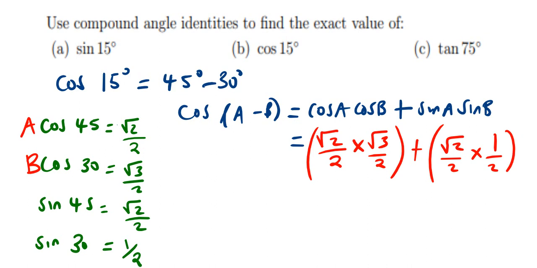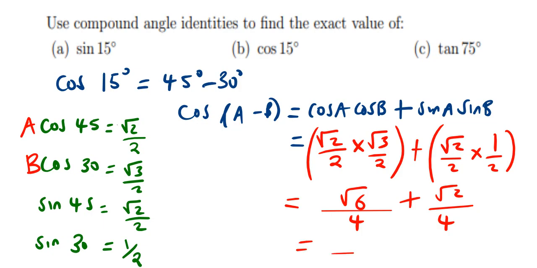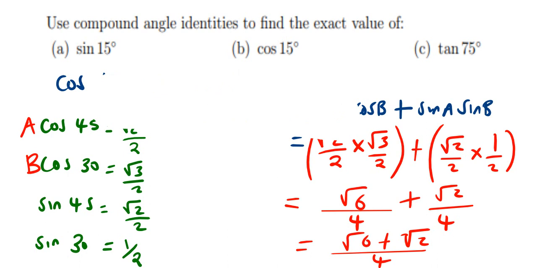Then we just solve. Down 2 multiplied by 2, that is a 4. When I multiply what is on top, that is just a root 6, plus, on the other side, 2 multiplied by 2 down is just a 4. Root 2 multiplied by a 1 is root 2. Because I have the same common denominator, I add what is on top, root 6 plus root 2, over 4. So that's how we solve this one. We are done for this one. Let's also solve the last one.